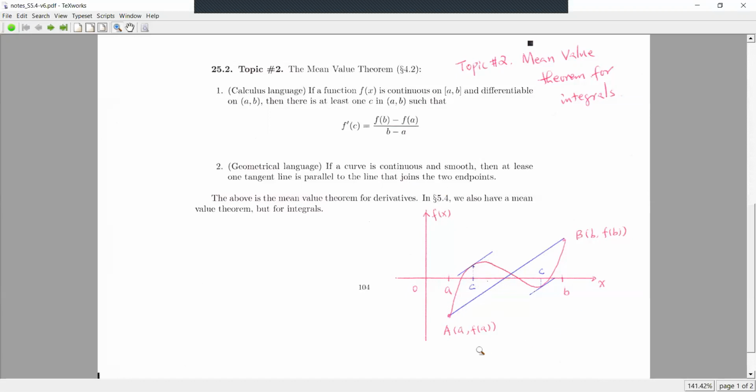Actually, in this diagram, we have two tangent lines that are parallel to the blue line. This is the mean value theorem for derivative in section 4.2. Now, mean value theorem for integrals in this section 5.4.